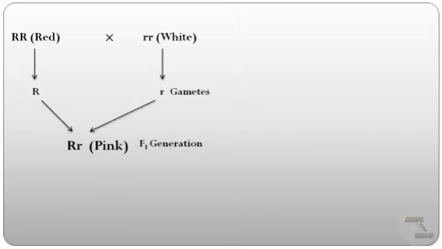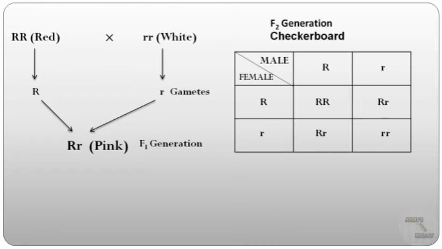So let's do the cross. Here the parents are the plants of red colored flower and the plants of white colored flower. So from RR, we will get the gamete R, and from small rr we will get the gamete r. And these two gametes will produce Rr in the F1 generation. And this plant having the genotype Rr will produce the flowers of pink color.